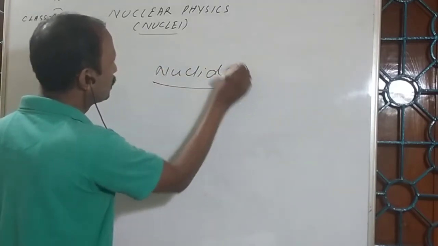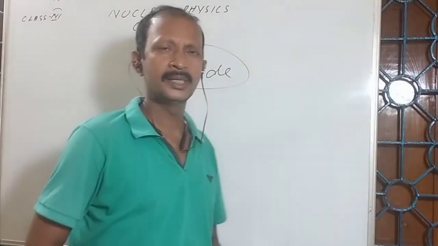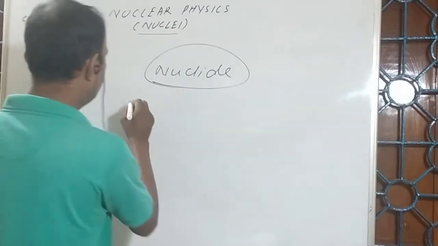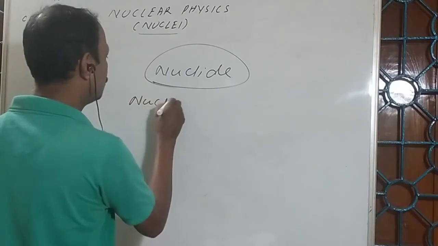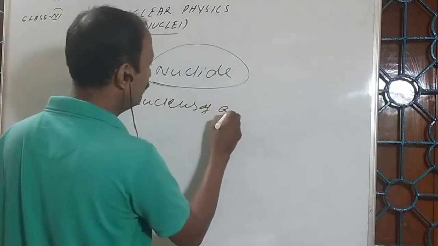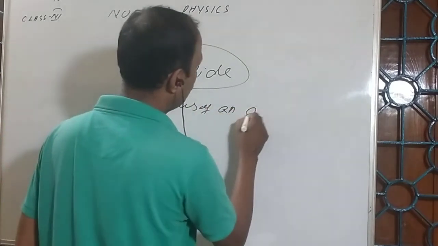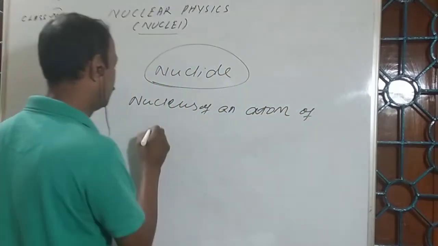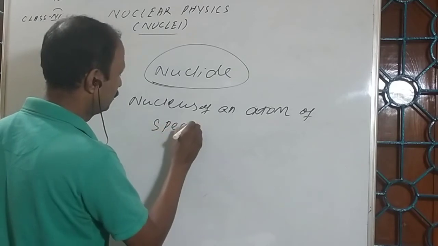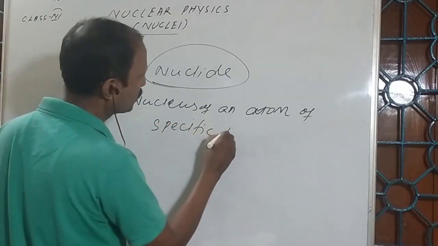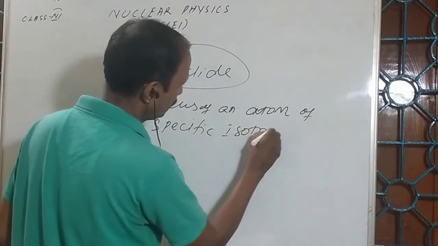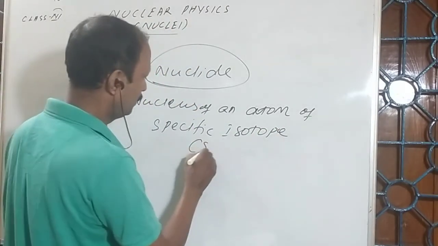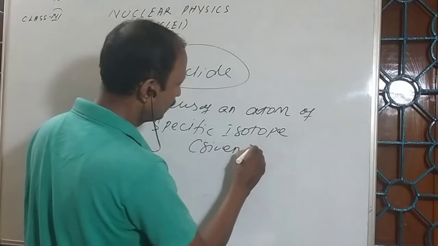So in this topic you will come across one more important term, that is nuclei. So what is the nuclei? The nuclei is the nucleus of an atom of a specific isotope. That means given Z and N.